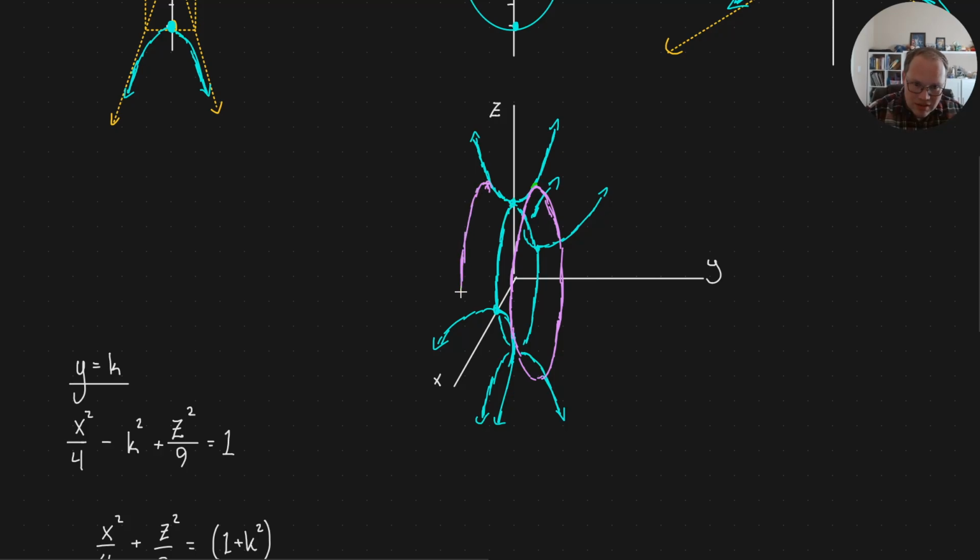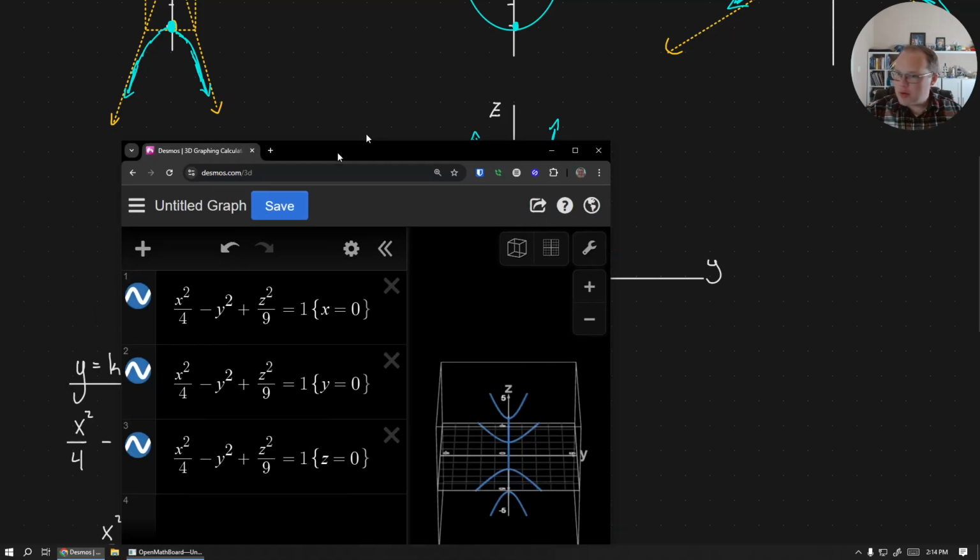So notice by thinking about it generally, I was able to save myself a little bit of work. And so as my y goes this way, as my y goes that way, and I look at the trace, I'm just getting larger and larger ellipses. Hopefully you can kind of see what's going on. Let's put them over here.